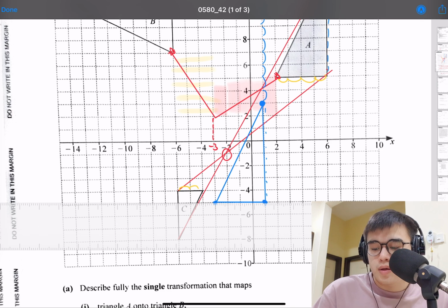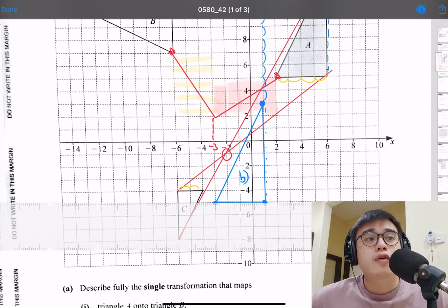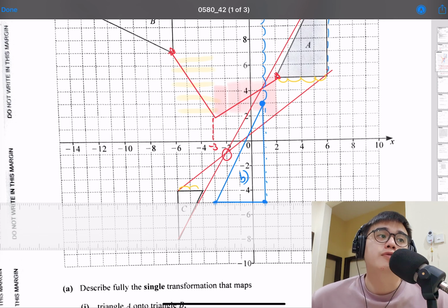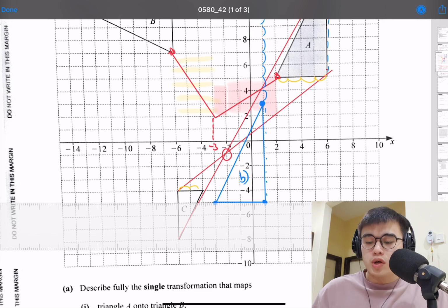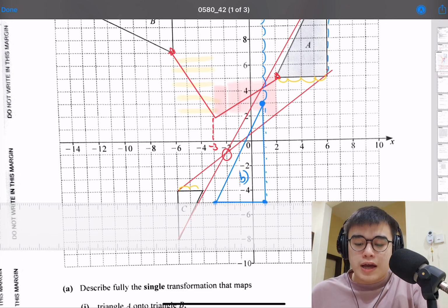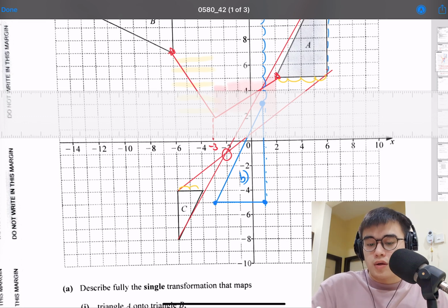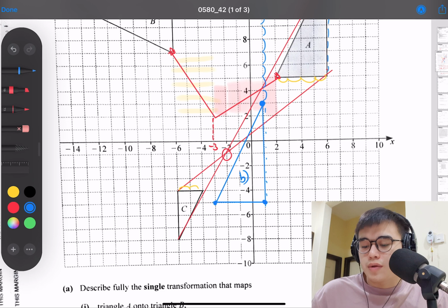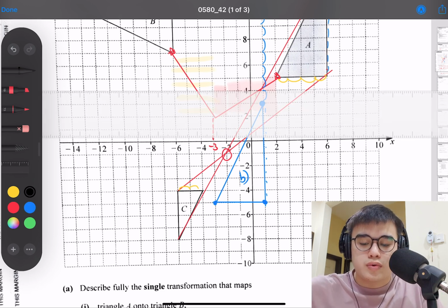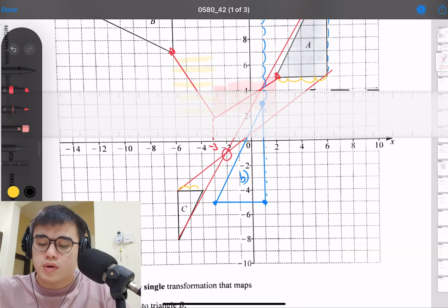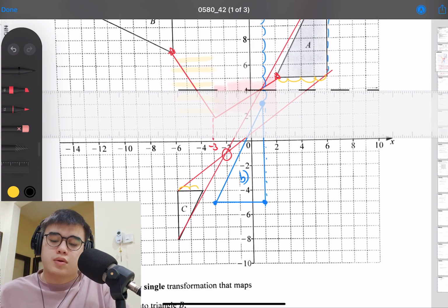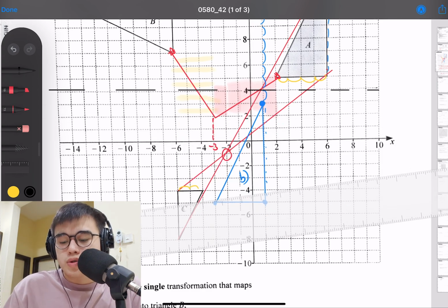Okay. And for part C, they are looking for drawing the triangle A after the reflection, where the line is located at y equals 4. So the y equals 4 line is somewhere around here. So what you have to do is imagine that this is the line that they are referring to. Okay, y equals 4. So when you draw it out, it should look something like this.